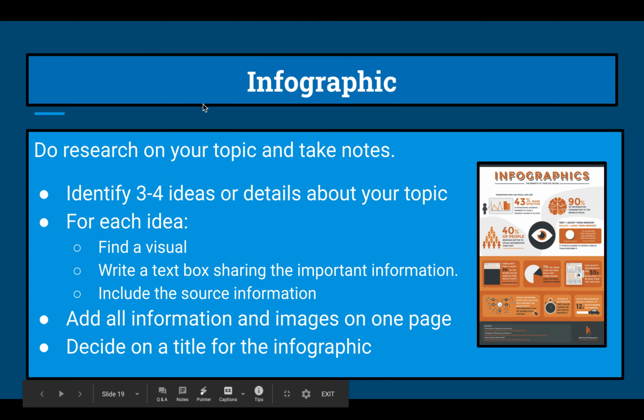The next thing, I have my infograph. So I do want to note that you will take research, and actually there's a document, it's going to be the same outline for both the infographic and the magazine, and that's how you find your details. So for this infographic, you're going to identify 3 or 4 ideas about that said topic, and then for each idea you're going to find a visual, and then you'll write a text box about that visual, and then you're going to include source information, okay? So all the information and images are on one page, and then you're going to decide on a title, okay?